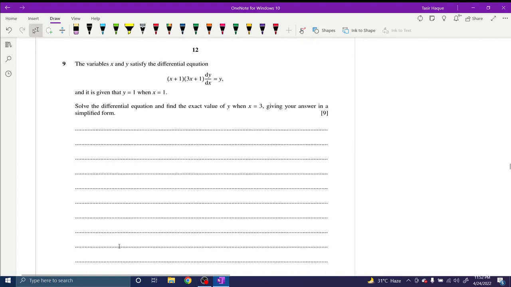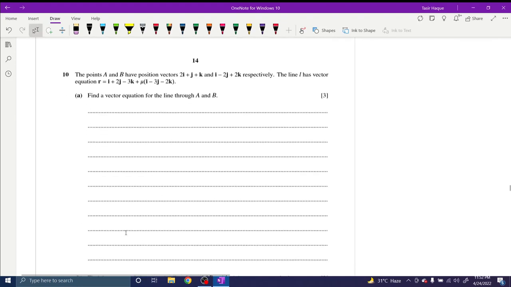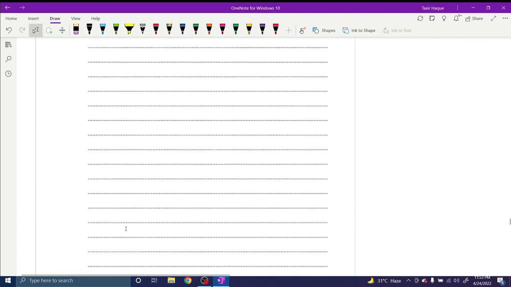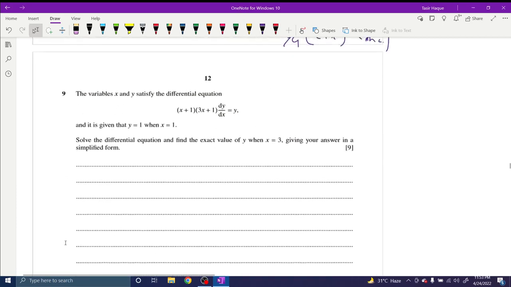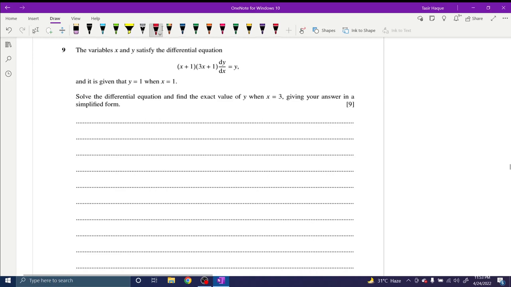Let's solve this differential equation. How many questions are there? 9, 10, and 11, I'm guessing. Yeah, 3 more. Okay, so the variables x and y satisfy this differential equation. So we're going to attempt to solve it first. How? We need to separate the variables.